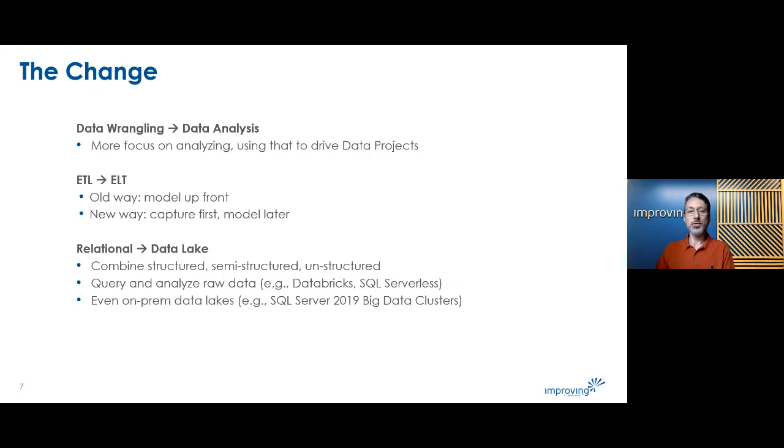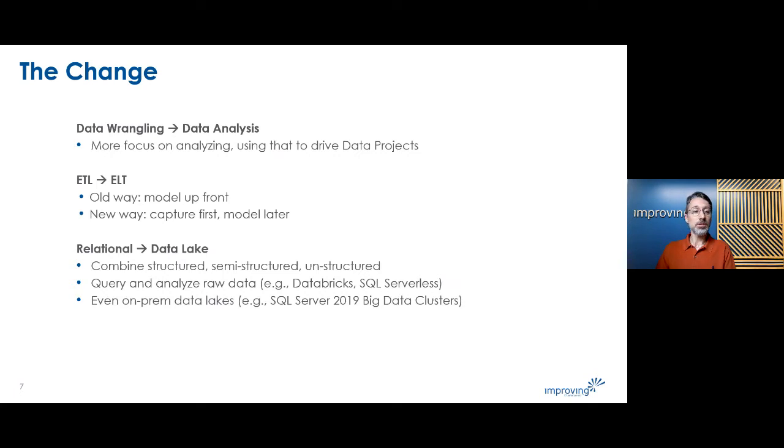In addition, new approaches and technologies are enabling ELT. This is extract, load, and then transform. Capture the data first, model it, and use it later. This is a technical change as well as a philosophical change that a lot of organizations are using to get insights quicker. Another tool, by the way, in that space would be Databricks, for example, which can do all of the ETL, data modeling, and visualization and machine learning all within one interface.